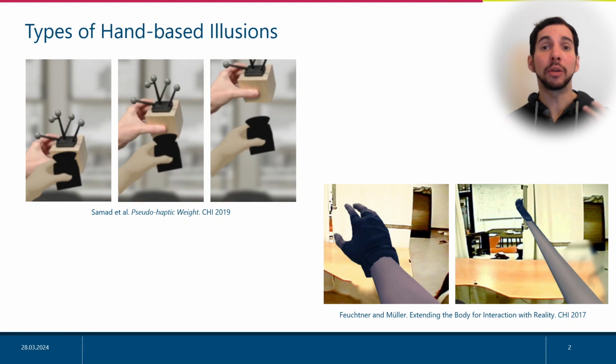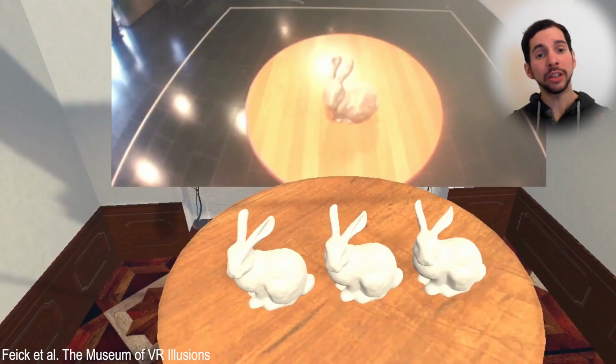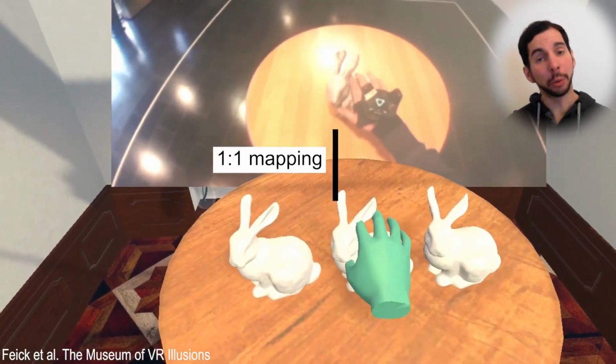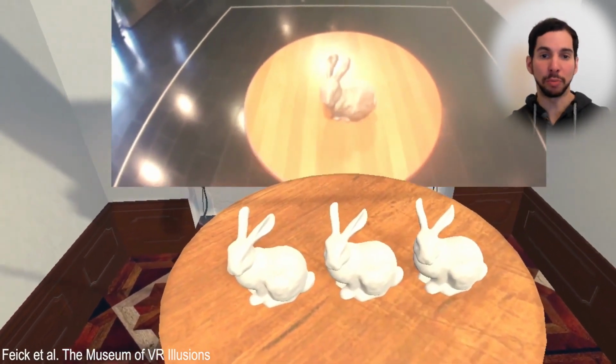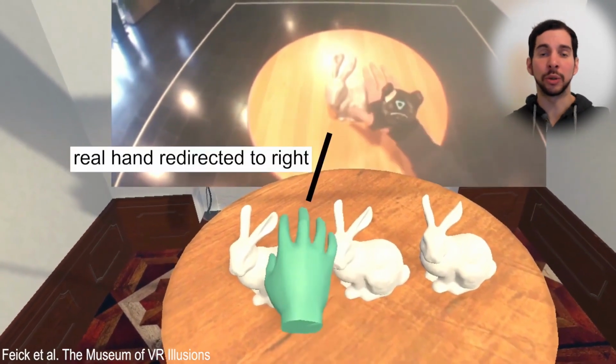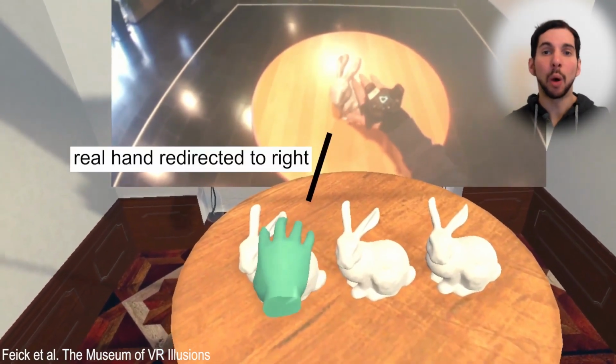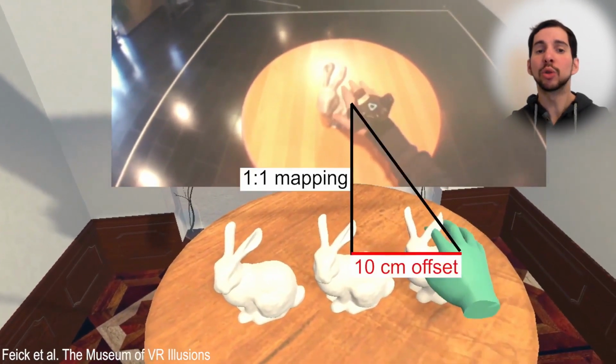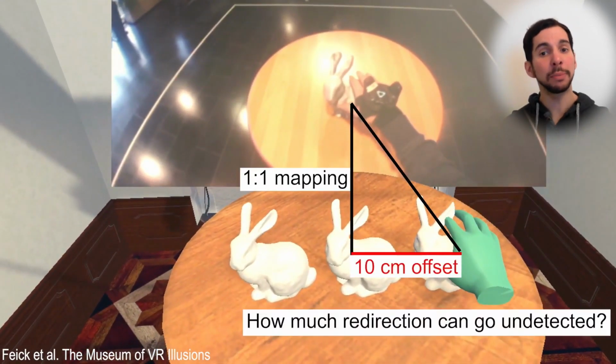These techniques work by offsetting the position of the user's virtual hand from the position of their real hand upon interaction. In this example, a user's virtual hand is gradually being offset horizontally during a reaching movement. This allows the user to interact with three virtual bunnies while touching the same physical proxy bunny in the real world. To a certain extent, these visual manipulations can remain unnoticeable to humans due to the visual dominance phenomenon.